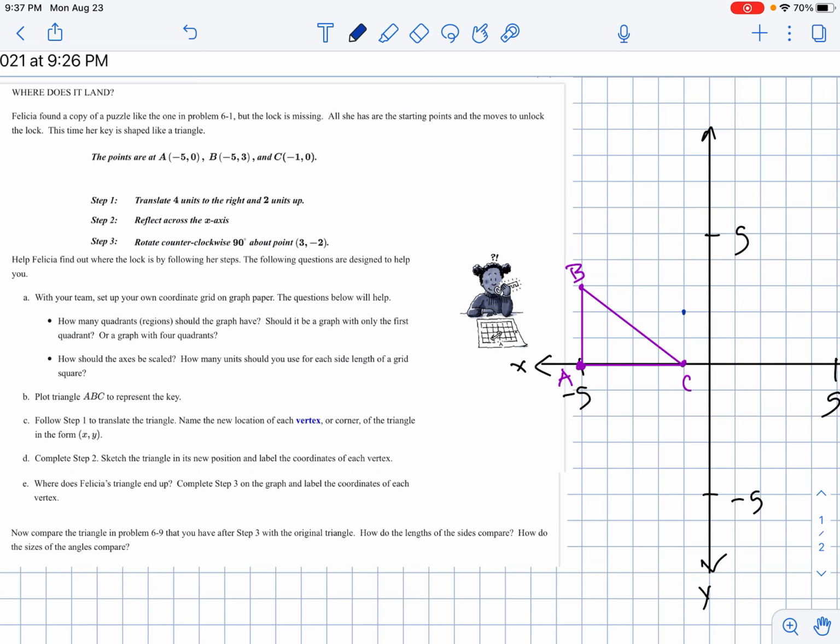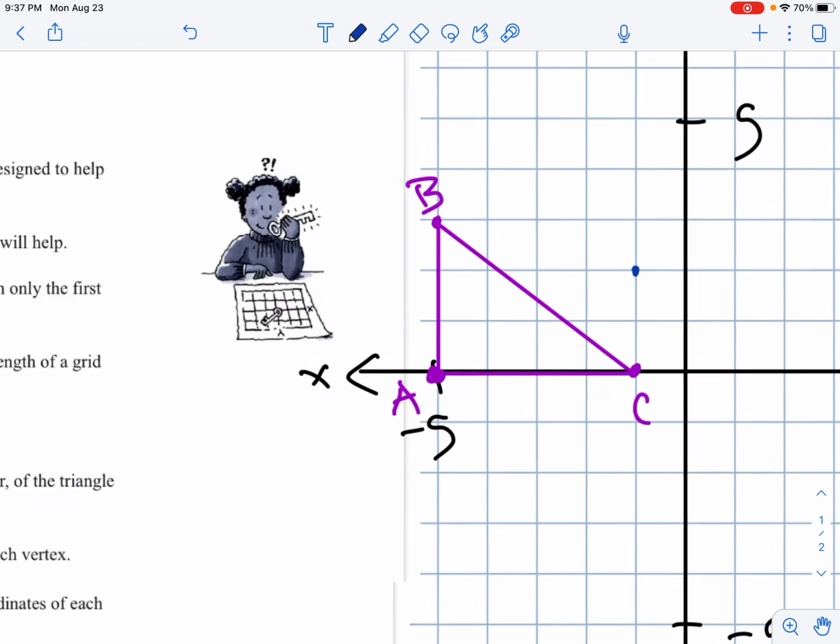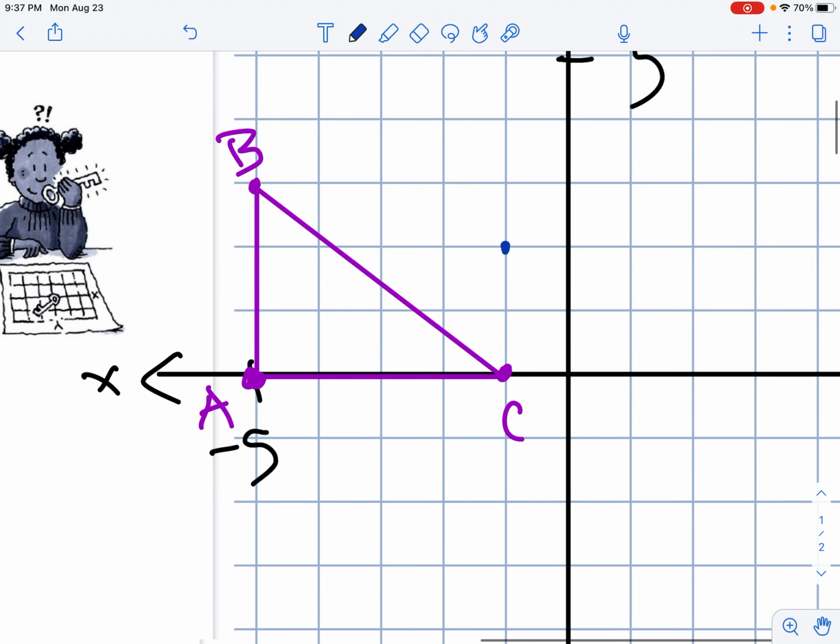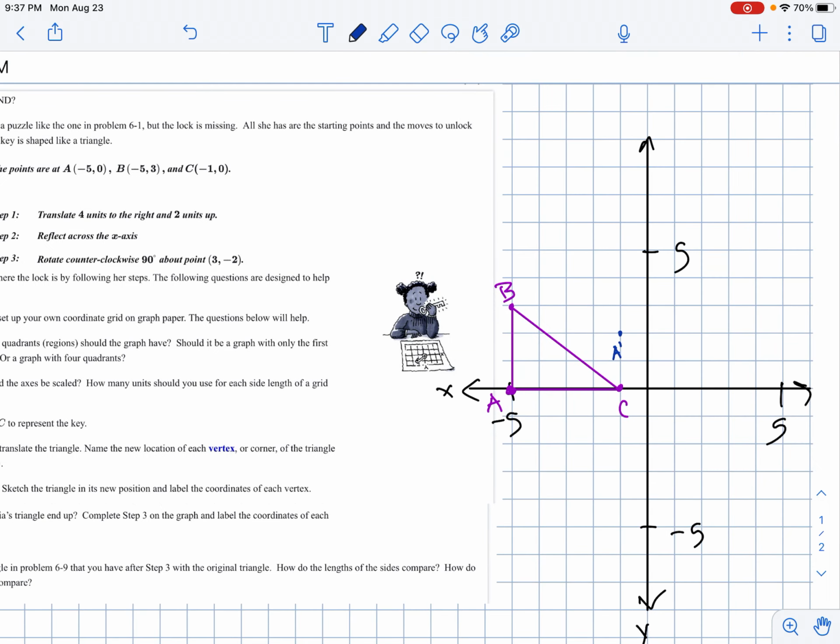Now, one little notation that you should start to be familiar with is that after you do a transformation of, say, point A, this would be known as A prime. Now, each of those other points you could count 4 right and 2 up.